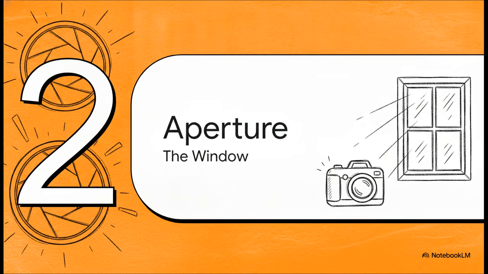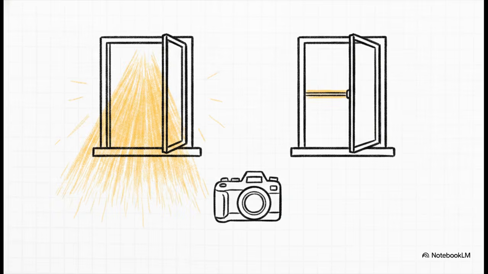Moving on to part two, aperture. Think of it as the window. To wrap our heads around this first pillar, let's use a really simple analogy. I want you to imagine that your camera is a dark room with a single window. The aperture is, quite simply, the physical size of that window. Naturally, if you open a window wider, it obviously lets a whole lot more light into the room, right? And if you close it up to just a crack, the room gets darker.